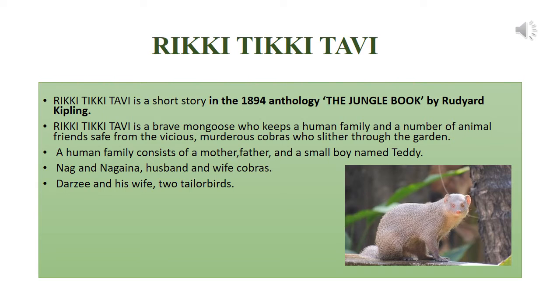Here in the story, we can find a human family consisting of a mother, father, and a small boy named Teddy. And also we can find two characters named Nag and Nagaina. They are husband and wife cobras. And Darzee and his wife, two tailor birds, can be found when we are reading the story.